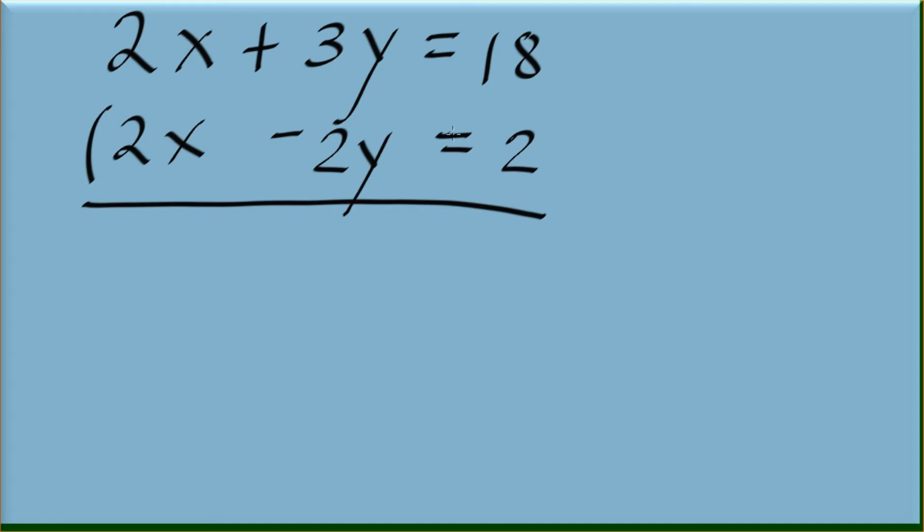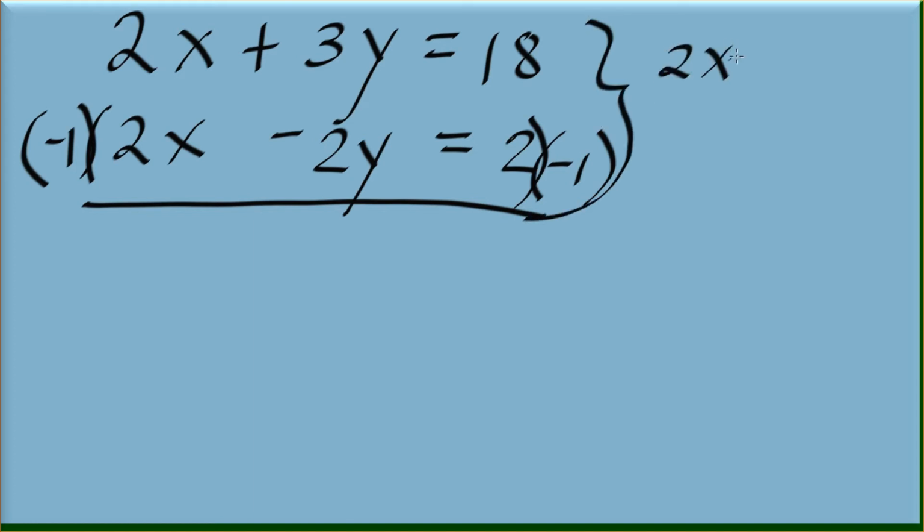So what we can do in this case is multiply either the first or the second equation by -1. Okay, so you're allowed to multiply the entire equation by a number. Now, when you multiply the second equation by -1, we're going to leave the first equation alone. So it will stay the same, 2x plus 3y is equal to 18.